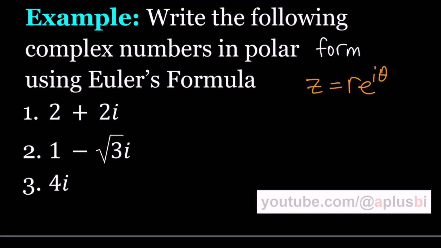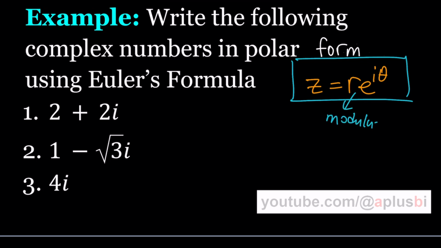This channel is all about complex numbers, and this video is number 5 in a series of lecture videos on complex numbers. Let's continue. Yesterday we talked about writing complex numbers in polar form using Euler's formula, which could be given as z equals r times e to the power i theta, where r is the modulus or the absolute value of the complex number, and theta is the argument or the angle.